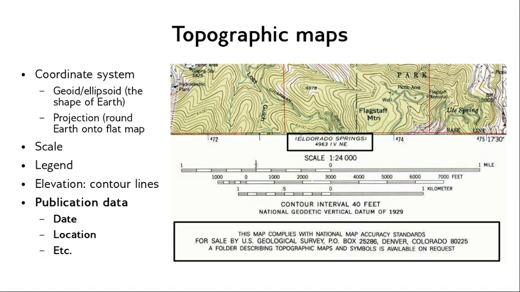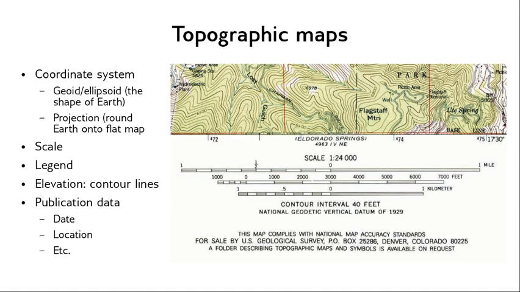Finally, there's some publication data. So this is the Eldorado Springs Quadrangle. It has some information about where it is, and it also is telling us that it complies with national map accuracy standards. It's from the U.S. Geological Survey in Denver, Colorado, and you can also get a folder describing topographic maps and symbols. So, with that is our introduction to topographic maps. And these maps are something that we use in geomorphology almost all the time.